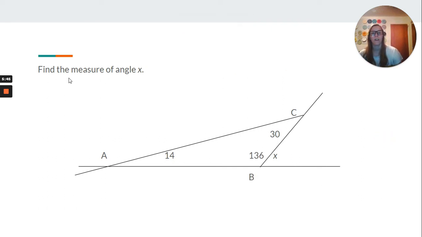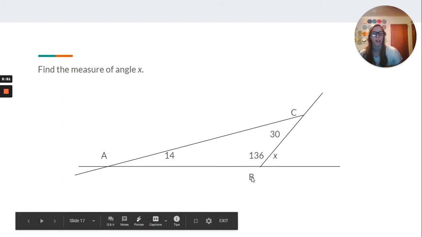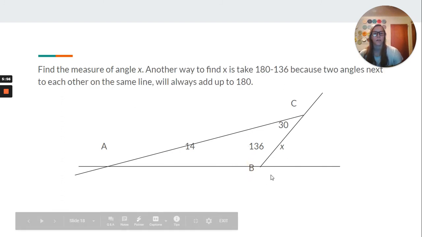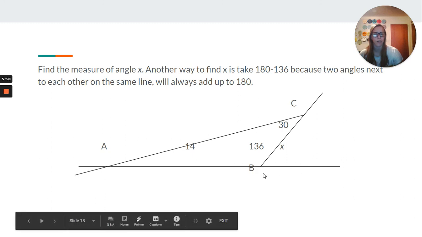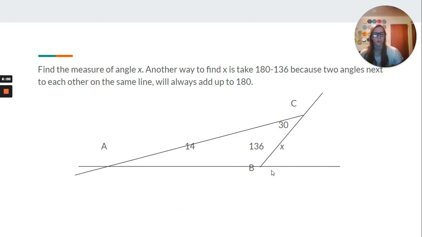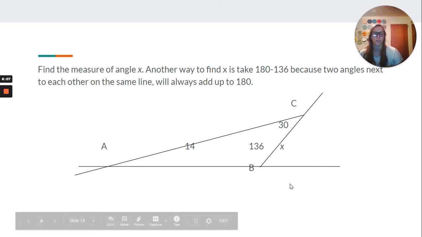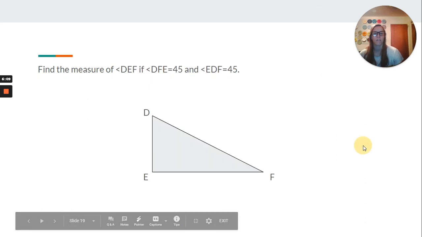Okay. Another way to find angle X is using the other angle. So the angle B, we take 180 minus 136 because these angles are together. So the total sum of them, angle B and angle X, will add up to 180. So 180 minus 136 is going to give us 44. So that's how we can check.